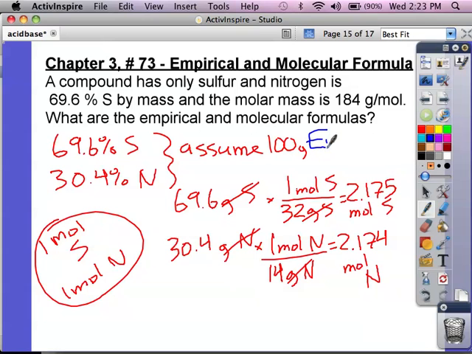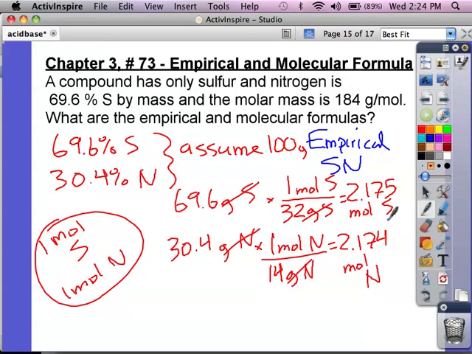So the empirical formula here is going to be just SN. 1 sulfur for every 1 nitrogen. Now, this tells us the lowest ratio that this compound contains of these elements. It does not tell us their actual numbers. There's a difference between the ratio of elements and the actual numbers of elements in a particular compound. They are sometimes the same, but not always.